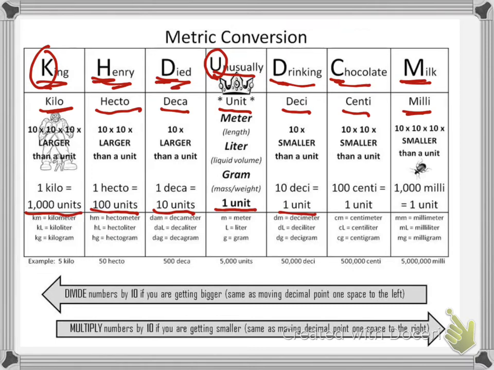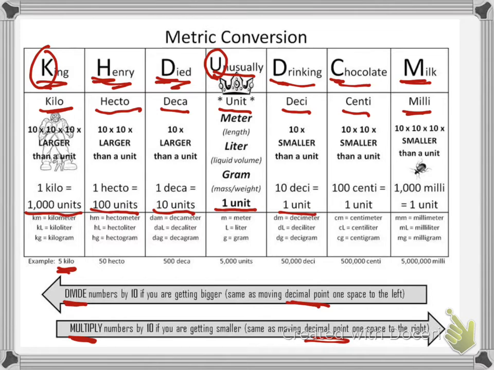If you look at the bottom, it tells you, remember when we talked about going from smaller to bigger, we are going to divide, and bigger to smaller, we're going to multiply. So if you look over here, it's telling you the same thing that I just said. If you're going from small to big, you're going to divide. If you're going from big to small, you're going to multiply. And you do this just by moving the decimal point one space to the left or one space to the right.